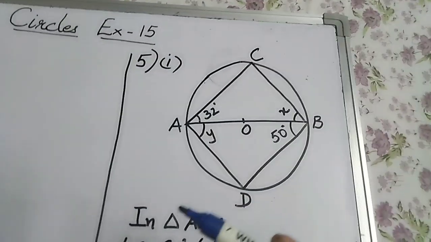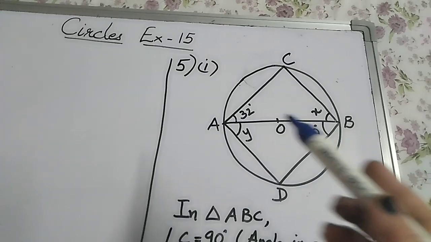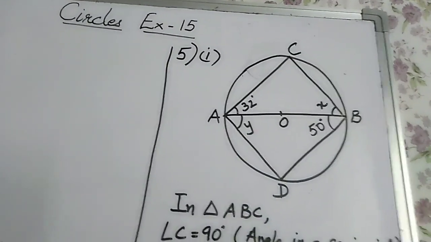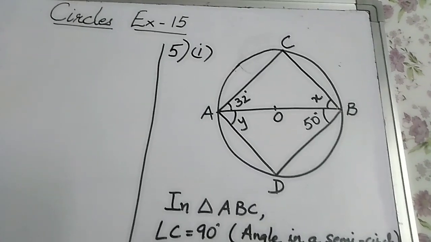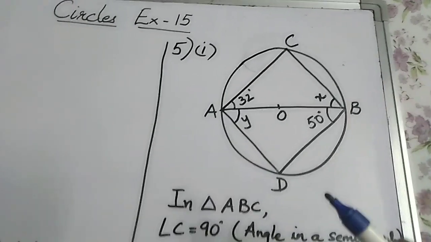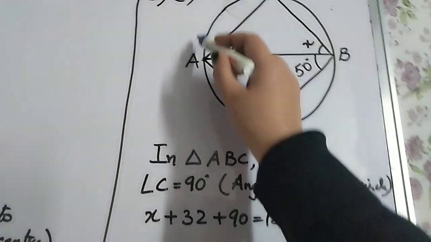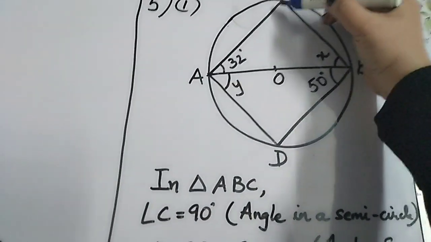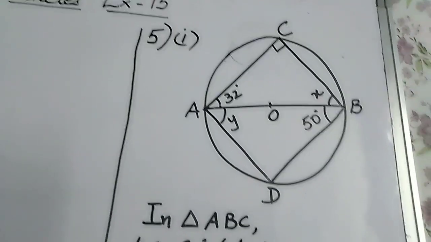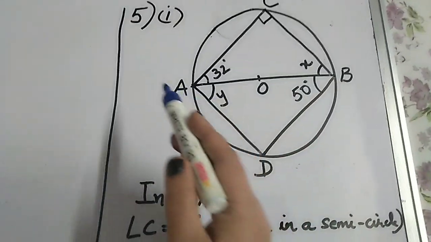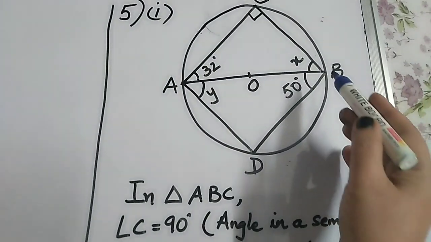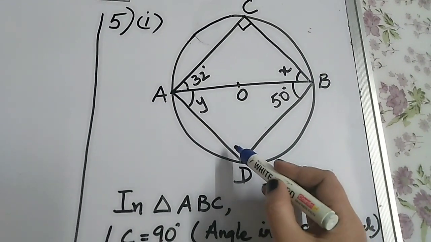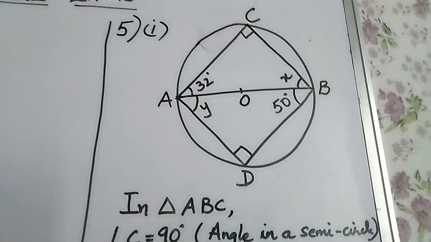And we have learned in the previous video that the diameter subtends a right angle at any point on the circumference, or the angle in a semicircle. Now ACB is a semicircle. An angle in a semicircle is a right angle, so this becomes a right angle. Same way, ADB is a semicircle. An angle in a semicircle is a right angle, so angle D is 90 degrees.